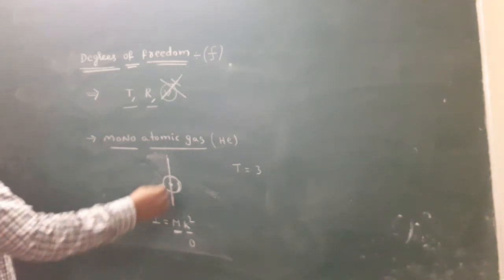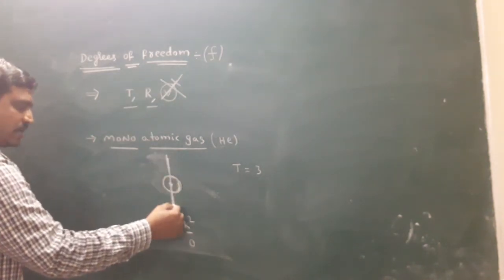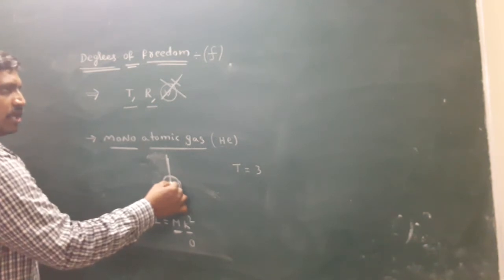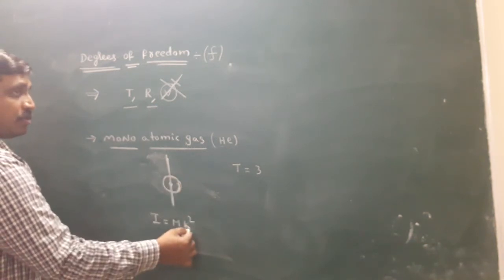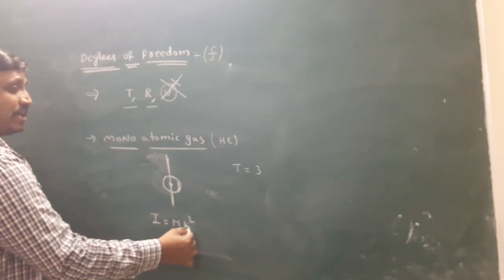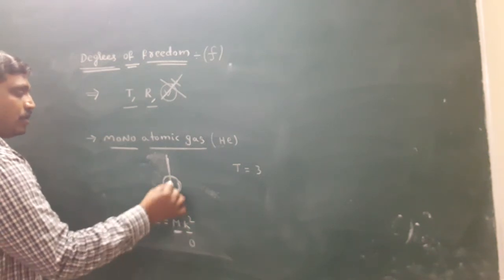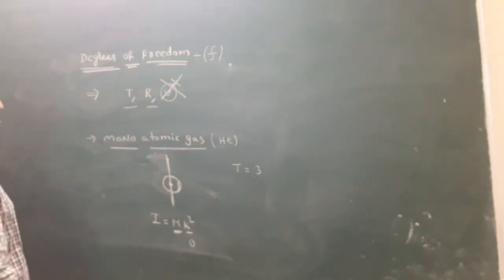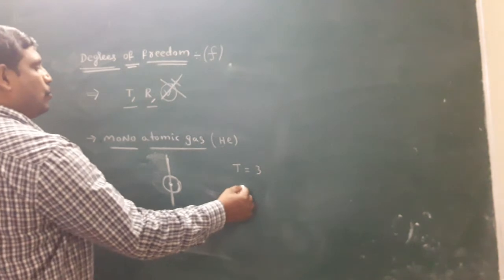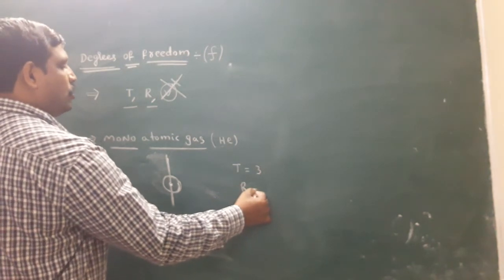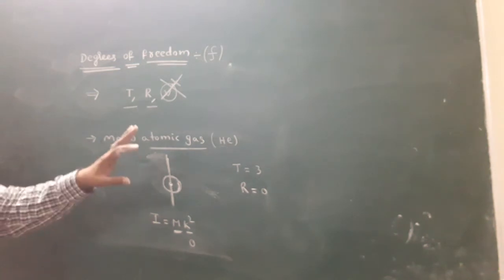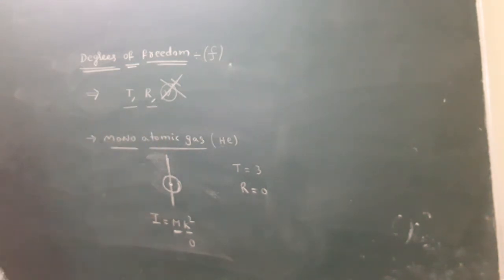Once again I repeat. This is the axis. This is the center of mass. Both coincide. K is measured from where to where? The distance from the axis to the center of mass of the body. Here both coincide, so the distance is 0. Moment of inertia is 0. That's why rotatory motion is 0. Here the single atom has no rotatory motion.